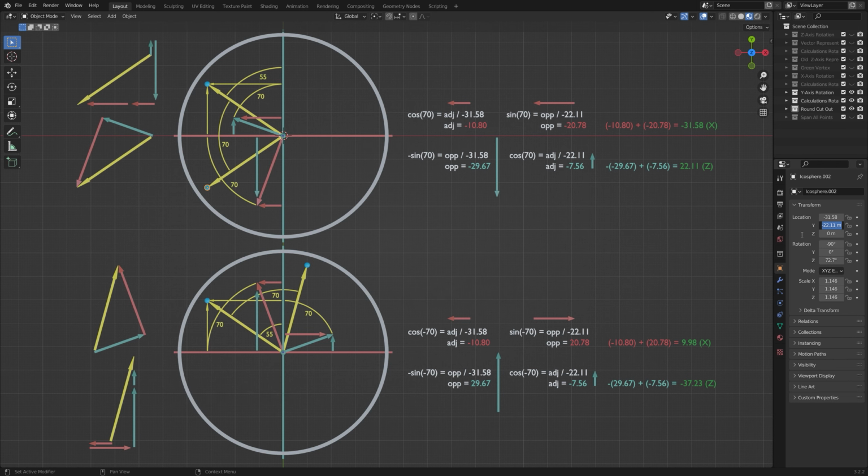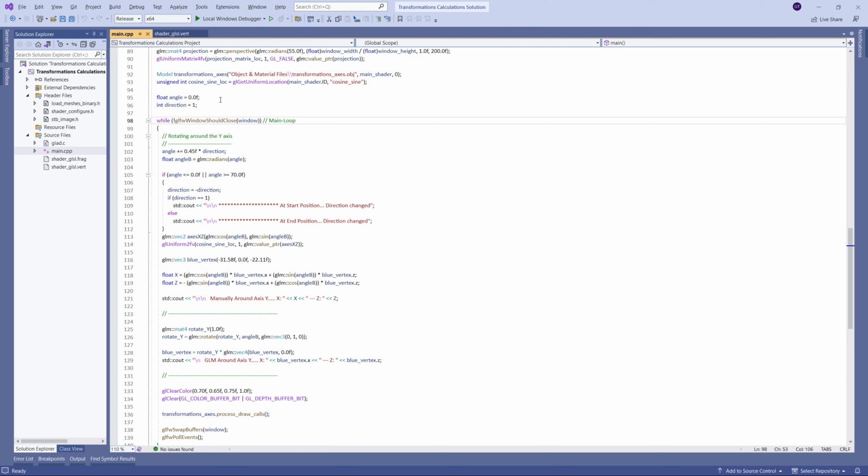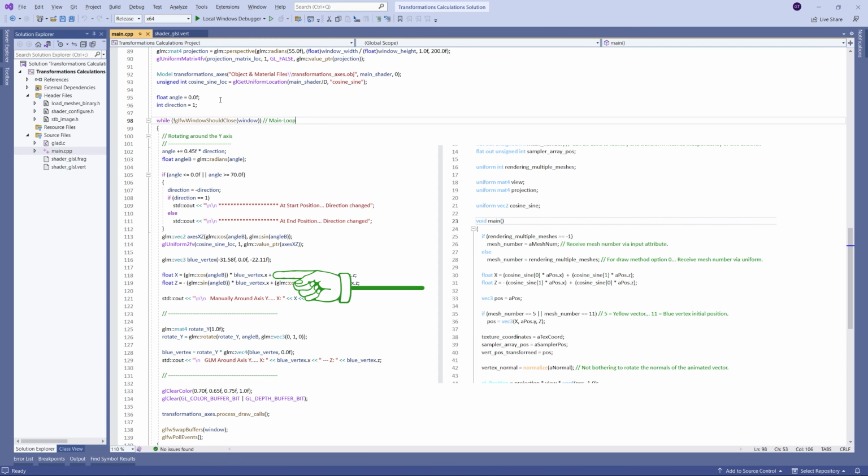Finally, I'm using the same test program as I used in the first two tutorials, which simply requires updating the vertex coordinates to this blue vertex, changing the rotation axis, and negating the sine and cosine terms accordingly.